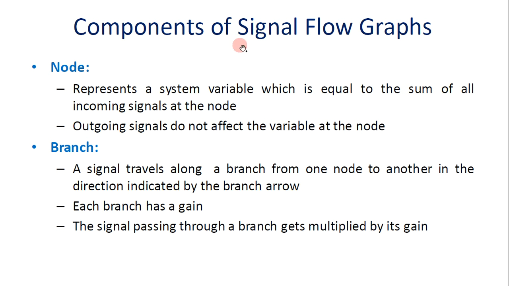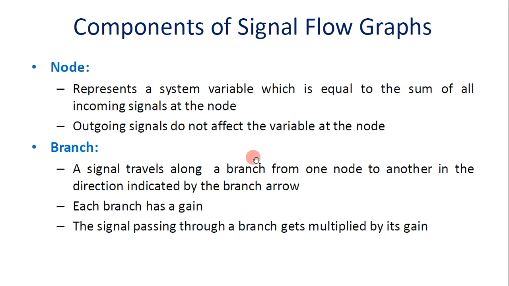Let us check the components of a signal flow graph. The various components are the node and the branch. A node represents a system variable, which is equal to the sum of all incoming signals at the node. Outgoing signals do not affect the variable at the node. The next one is the branch. A signal travels along a branch from one node to another in the direction indicated by the branch arrow, and each branch has a gain. The signal passing through the branch gets multiplied by its gain.